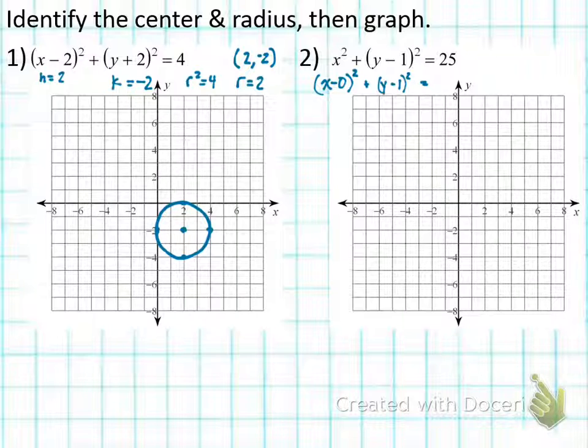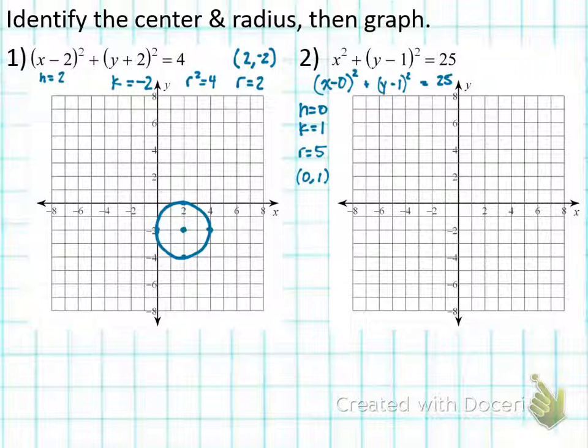is equal to 25. And so now we're going to figure out what our h and k are. So our h is 0, k is 1. Right? Our r squared is 25, therefore our r has to be 5, right? Because the square root of 25 is 5. So now we have h and k is 0, 1.